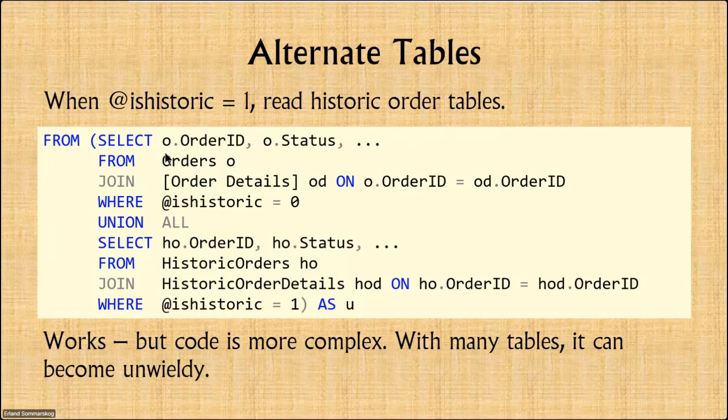So you have a union. Here you have the join between orders and order details. Here the join between historic orders and historic order details. And in the where clause, you only check the variable. And option recompile will factor this out so that in the actual query plan, you will only have one set of the tables. This works quite well, but the code gets a little more complex. If you have lots of these, it can become a little bit unwieldy.